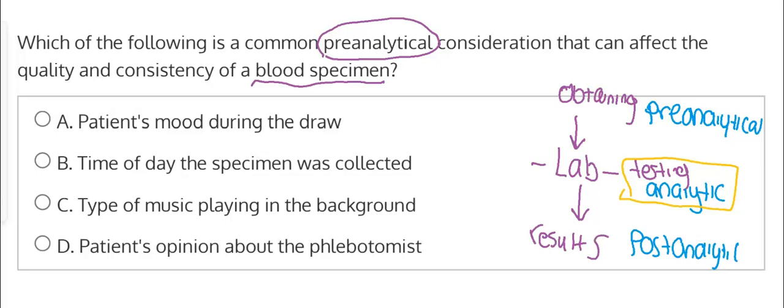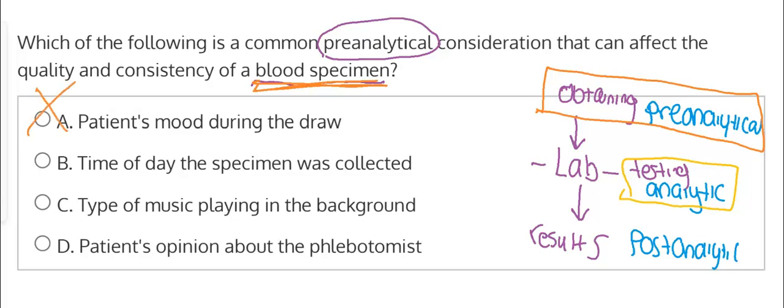So let's see what is common in a consideration for anything that could affect your pre-analytical part of the process. So option A says the patient's mood during the draw. Now remember, this is the test for a blood specimen. So the patient's mood would not affect what kind of results you are going to see in your blood draw, so we can eliminate option A.